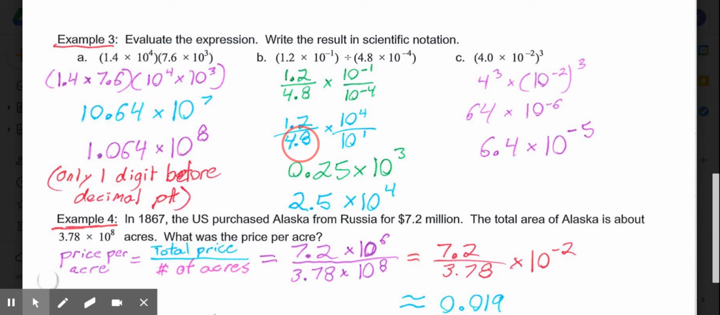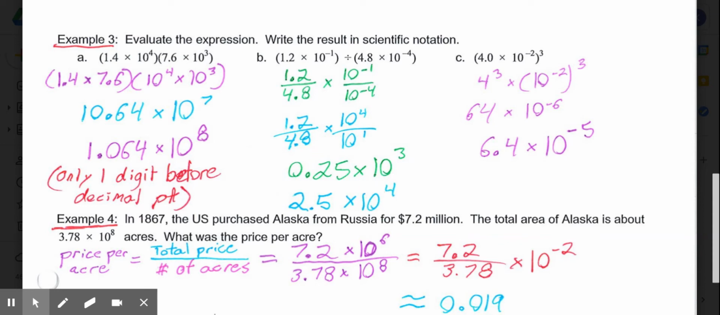1.2 divided by 4.8 is 0.25. 10 to the fourth over 10 to the first is 10 to the third. And then again, this is not in scientific notation. We need to get the 2 in front of the decimal. So because I'm going to move that decimal 1 spot right to get my final answer of 2.5, the 10 to the third becomes 10 to the fourth.